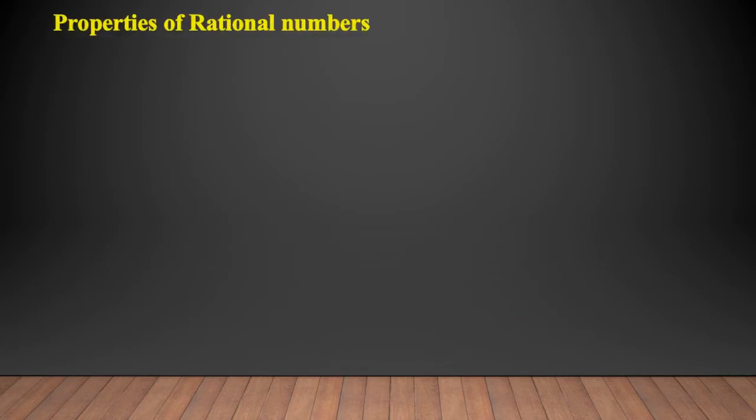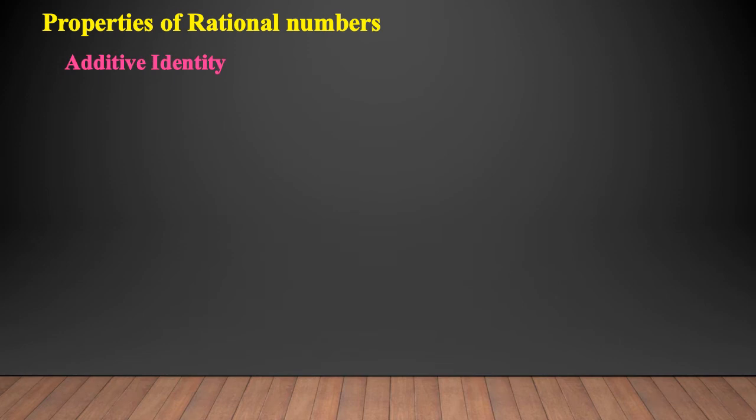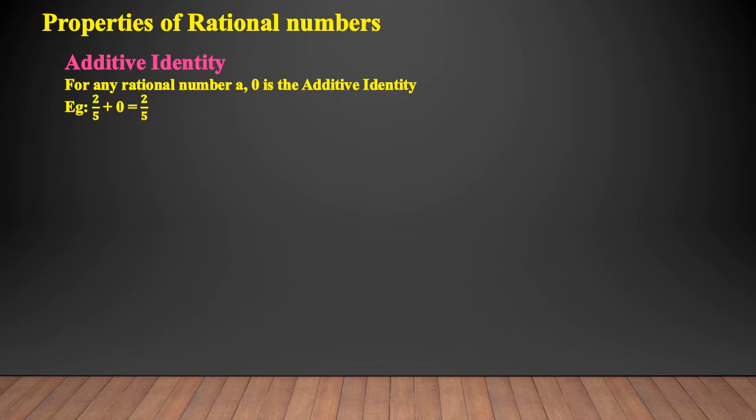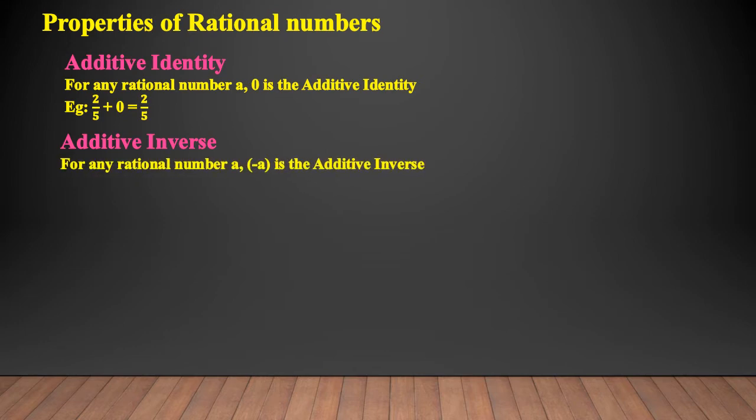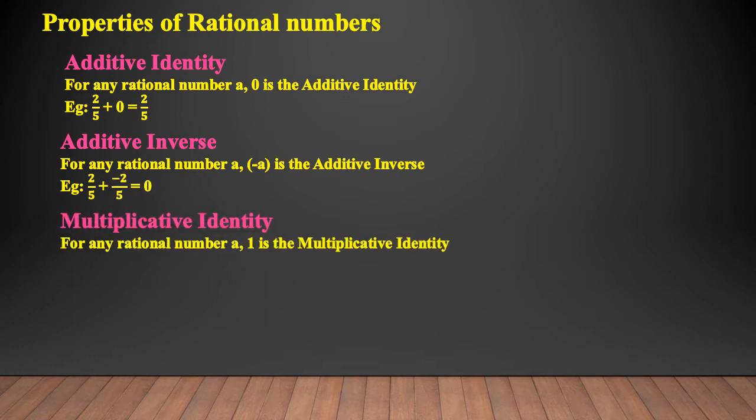Next, further properties: the additive identity. For any rational number a, 0 is the additive identity. That means when we add 0 to a rational number, we get the same rational number. Additive inverse: for any rational number a, minus a is the additive inverse. That is, if I add 2 by 5 with minus 2 by 5, we'll get 0.